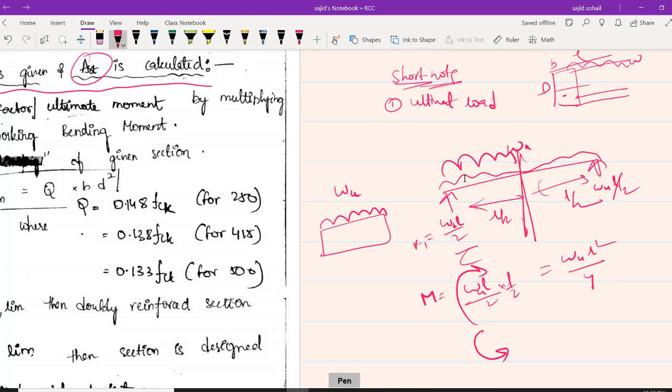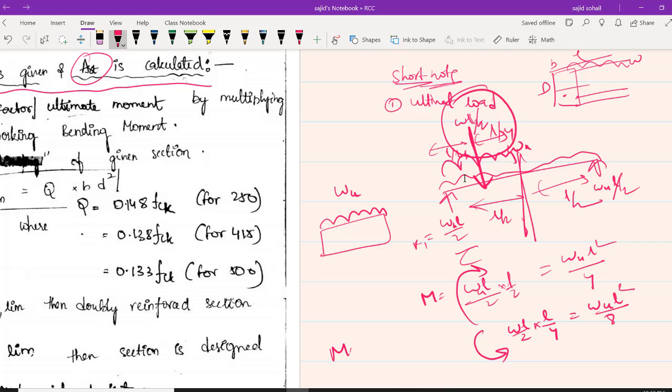So load कितना है आपका? W L by 2. Where will be this load acting? At the centroid. Centroid कहाँ पे रहेगा? Total distance is L by 2. This distance is L by 4. This distance is L by 4. So force into distance will give you moment. How much is the anti-clockwise moment? W L by 2 into L by 4. So anti-clockwise moment is WU L square by 8.